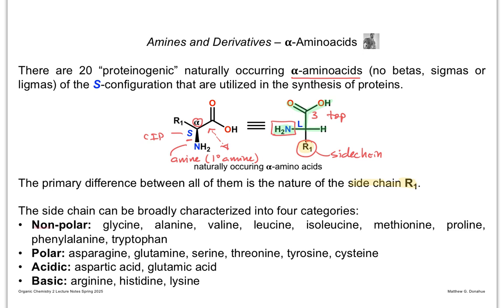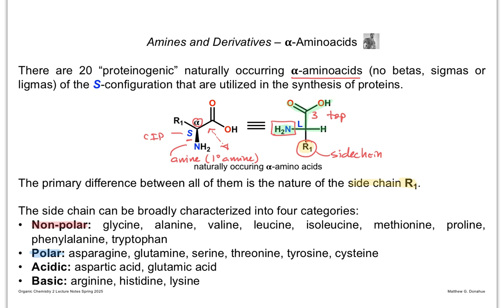So we have nonpolar groups. Those include glycine, alanine, valine, leucine, isoleucine, methionine, proline, phenylalanine, and tryptophan. We have polar side chains. Those are asparagine, glutamine, serine, threonine, tyrosine, and cysteine.